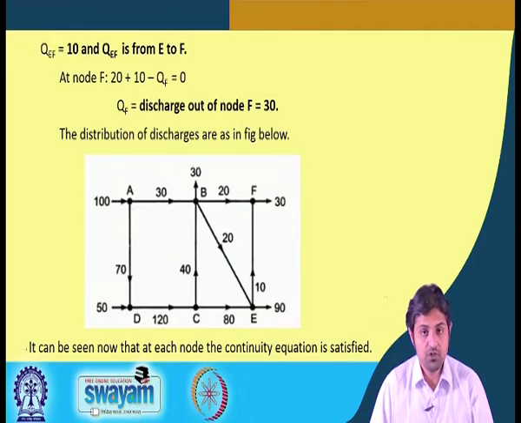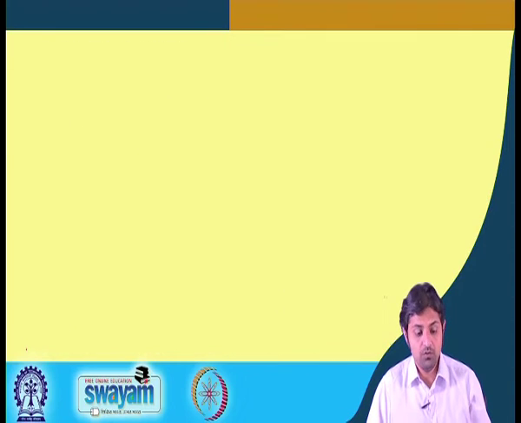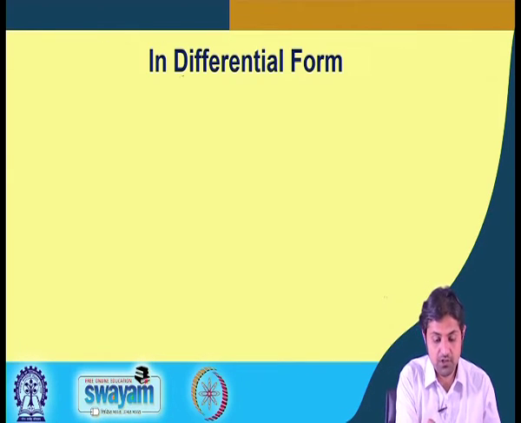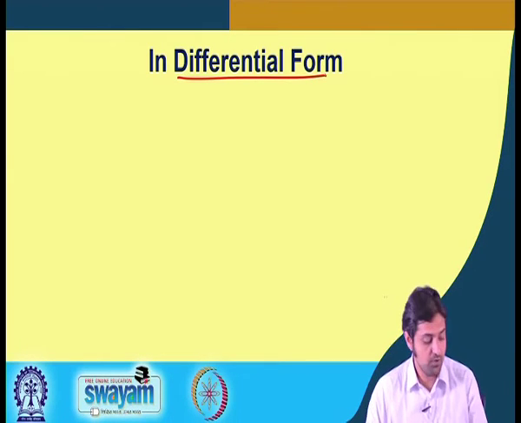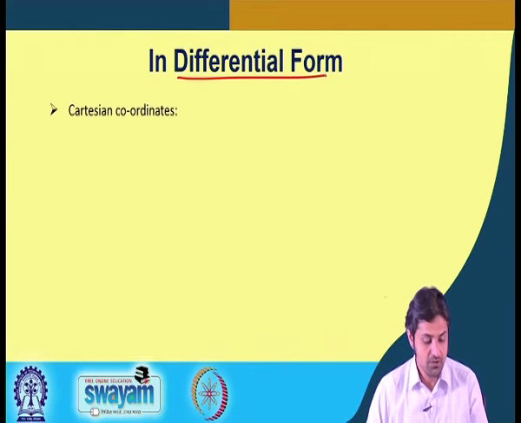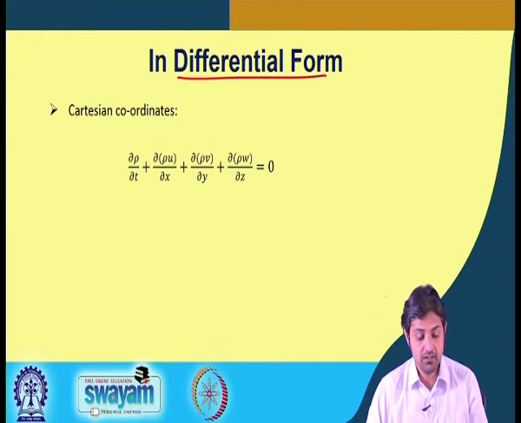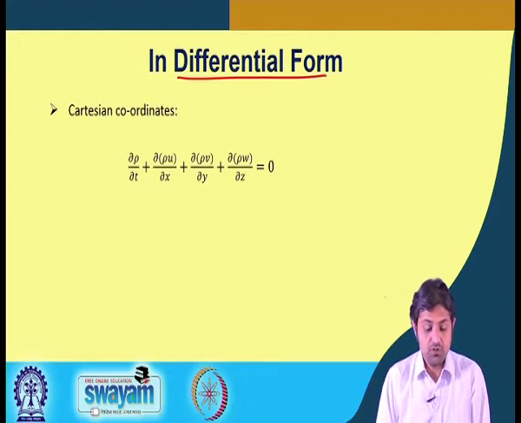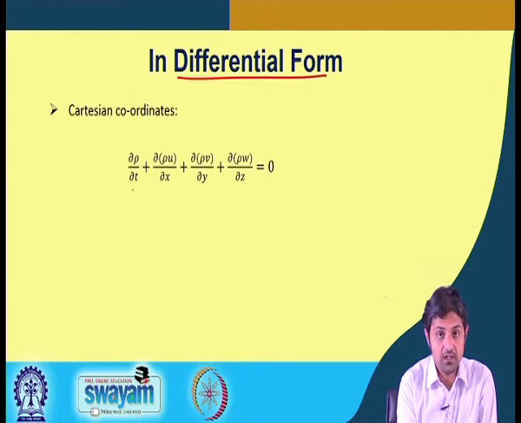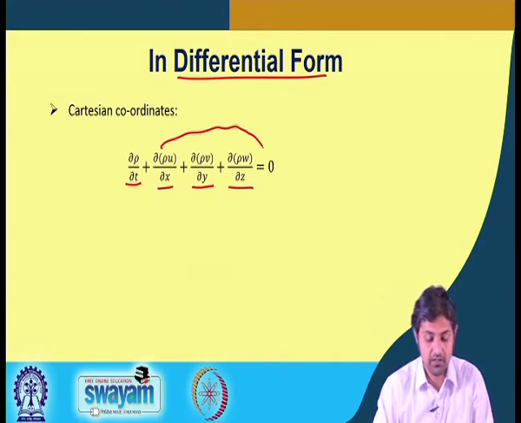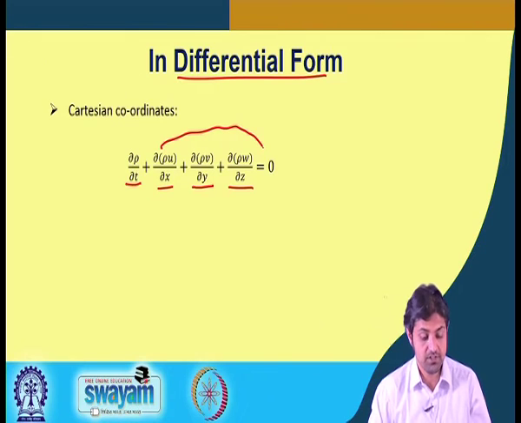So, we have seen the equation of continuity A1 V1 is equal to A2 V2. So, now we need to also see it in a differential form. This is the most famous form of the continuity equation. So, in Cartesian coordinates, the equation of continuity is written as del rho by del t plus del rho u by del x plus del rho v by del y plus del rho w by del z. These are the convective terms.